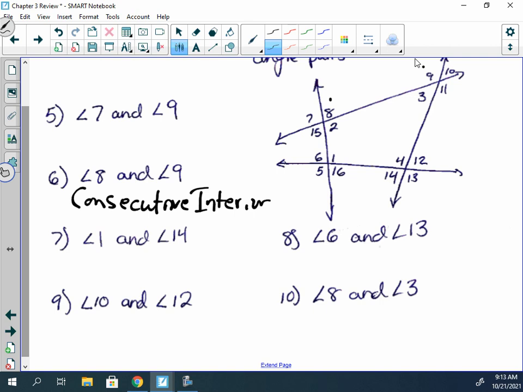Number 8, 6 and 13. Exactly. Because 6 is down here, 13 is down here, so they're on opposite sides and outside. So alternate exterior angles. Alternate exterior angles.